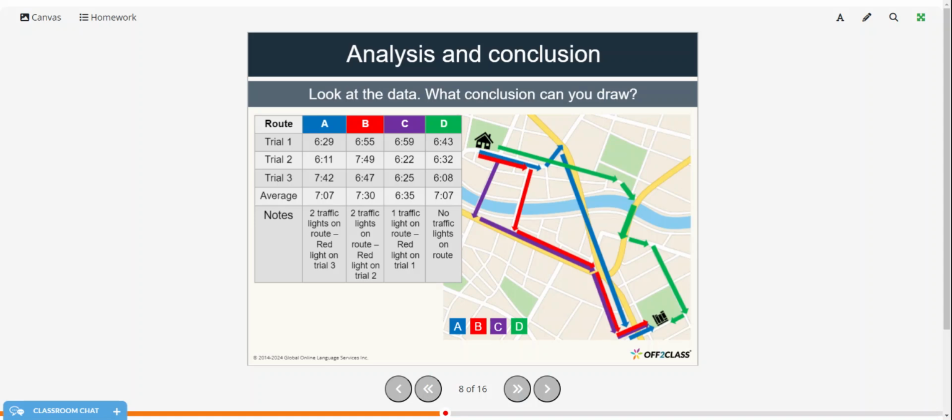So from the average, it would appear that route C is the fastest route, based on the average. A and D would be about the same, and B would be the longest or the slowest route.